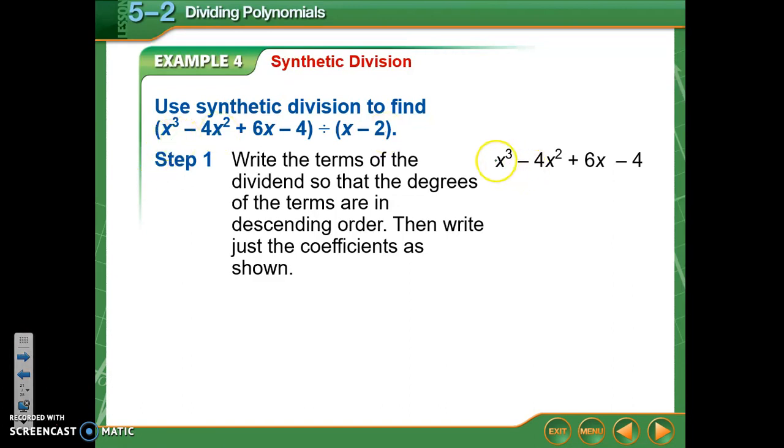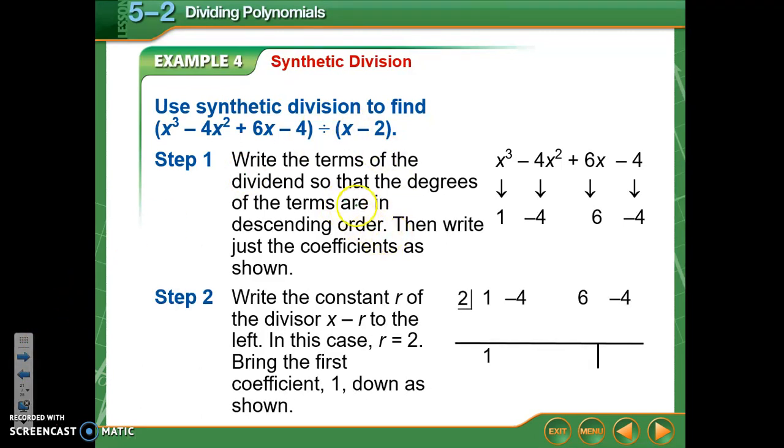So we need to make sure these are in order. x cubed, 4x squared, 6x, negative 4. So from largest degree to smallest degree. And then we're just going to write the coefficients. So 1, negative 4, 6, and negative 4. Just the coefficients of the dividend.